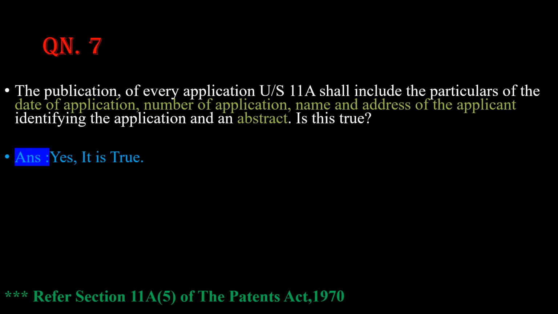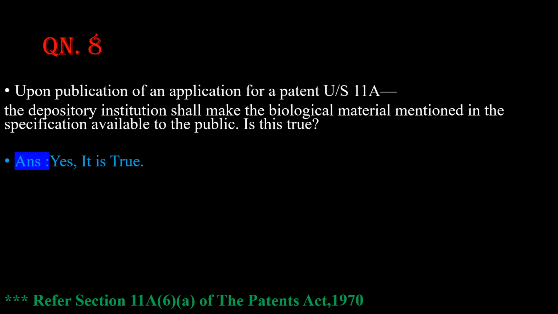Question number 7. The publication of every application under section 11A shall include the particulars of the date of application, number of application, name and address of the applicant, identifying the application, and an abstract. Is this true? Yes, it is true. And for this, please refer section 11A subsection 5 of the Patents Act 1970. And for a detailed explanation, please refer my separate video prepared on section 11A. Fine.